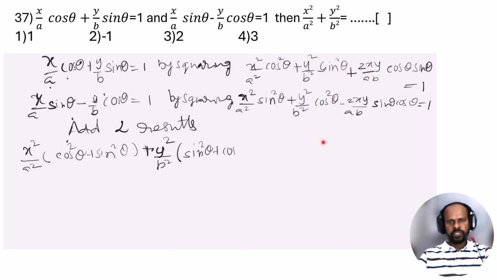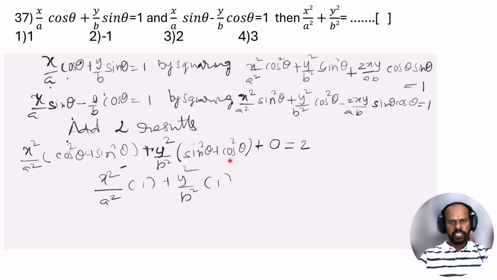So here 2xy by ab and minus 2xy by ab get cancelled, becomes 0, and on the right side 1 plus 1, add it, 2. So here sin square theta plus cos square theta is 1, and here also sin square theta plus cos square theta is 1. So the question asks x square by a square plus y square by b square equal to 2. That's all. Option 2, 3.